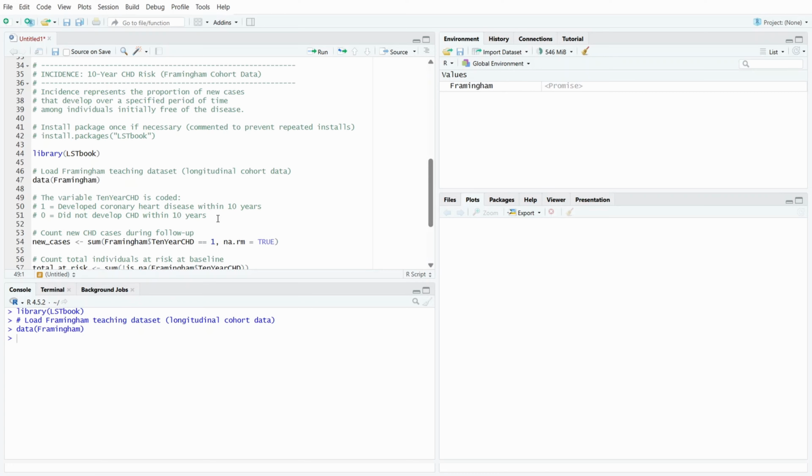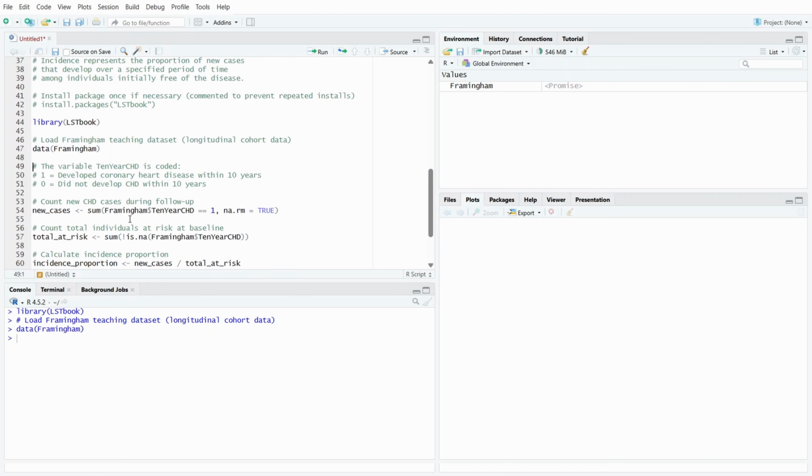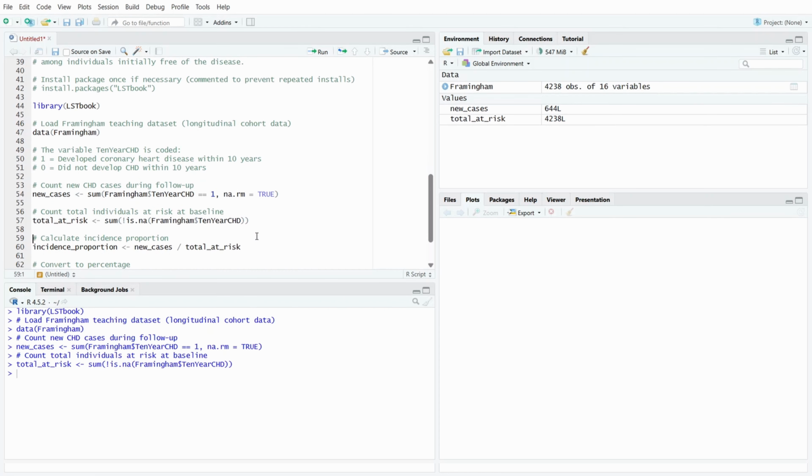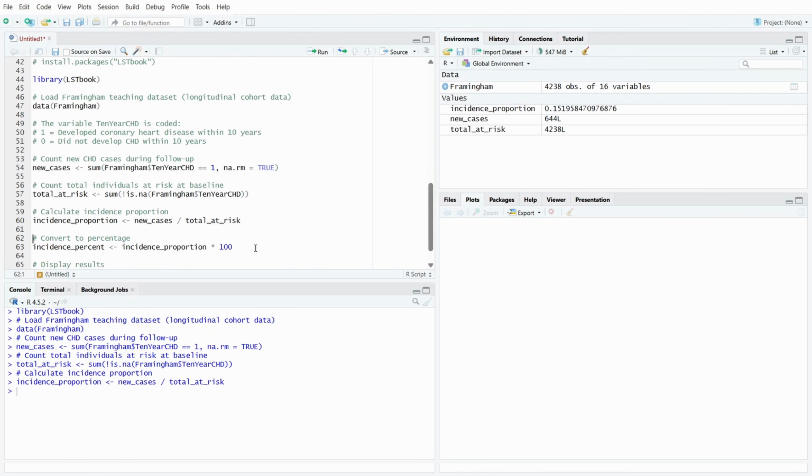In this dataset, the variable 10-year CHD indicates whether a participant developed coronary heart disease within 10 years of follow-up, because participants were disease-free at baseline. This variable directly captures new cases over time. We count the number of participants who developed coronary heart disease during the 10-year follow-up period. That becomes our numerator. The denominator is the number of participants at risk at baseline. Dividing new cases by the population at risk gives us the incidence proportion. Converting it to a percentage makes the result easier to interpret.